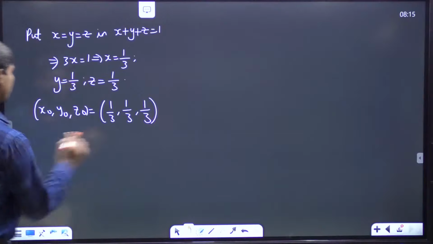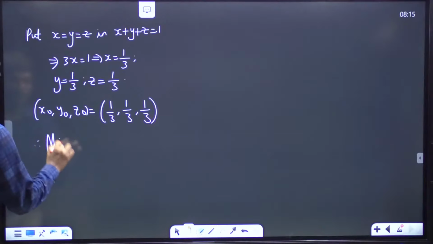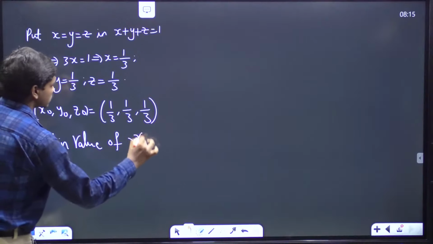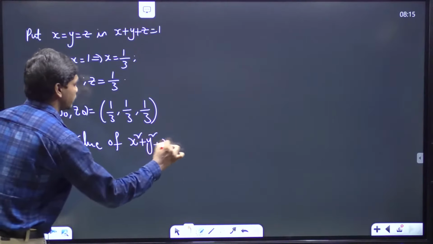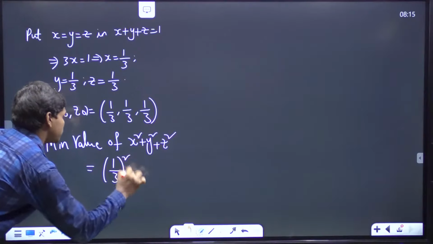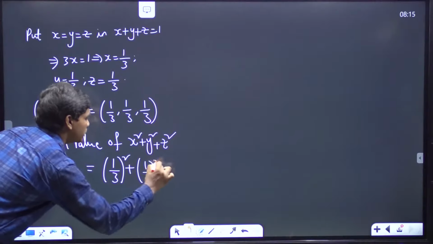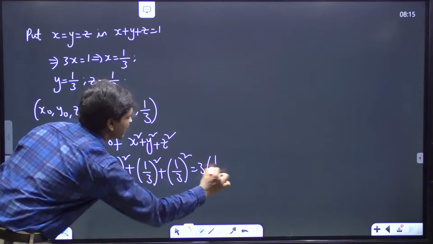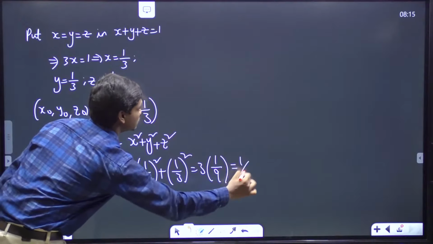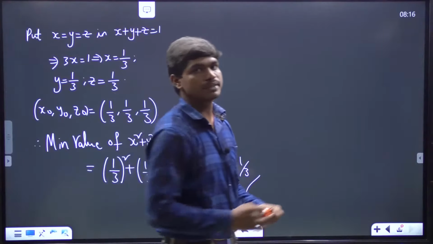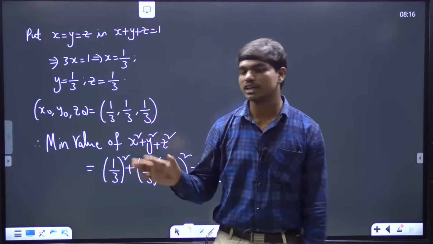Okay, so now what's the minimum value? Therefore, the minimum value of x square plus y square plus z square is equal to (1/3) whole square plus (1/3) whole square plus (1/3) whole square, which is basically 3 times 1/9, which is 1/3. Okay, so this 1/3 is the minimum value for this function x square plus y square plus z square when x plus y plus z is equal to 1.